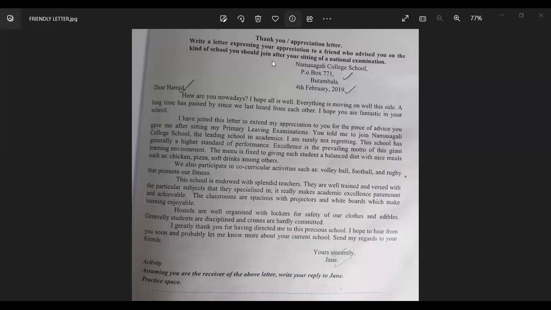So we have a letter. This is a friendly letter, and as you can see, we all know that when we are awarding marks, we award marks on format, language, and content. Now, when we are awarding marks on format, we need to look at the key aspects that must appear in a letter.